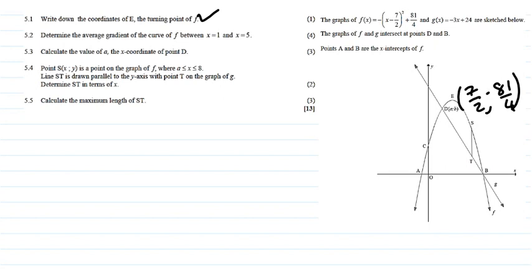Now, number 5.2, determine the average gradient of the curve between x equals 1 and x equals 5. You do not necessarily know where 1 is or where 5 is. But what you need to know is that for the average gradient, they are basically saying the straight line that joins those 2 points. Now, we must find the coordinates of the points. It's on the curve f, so I must find f of 1.